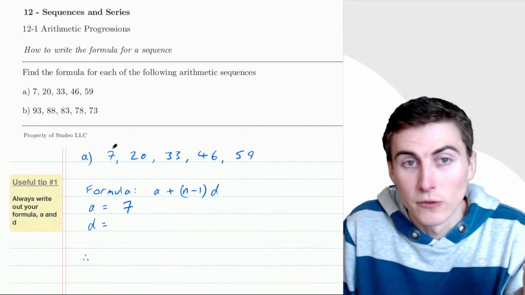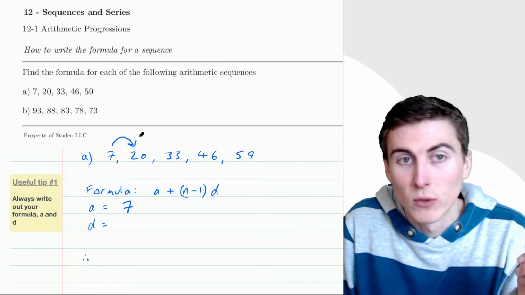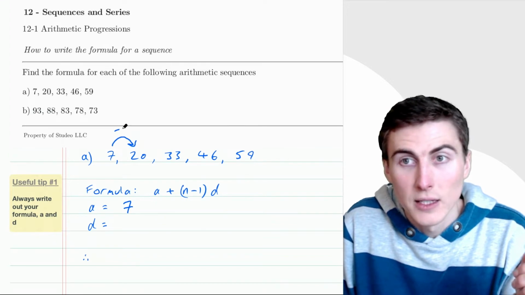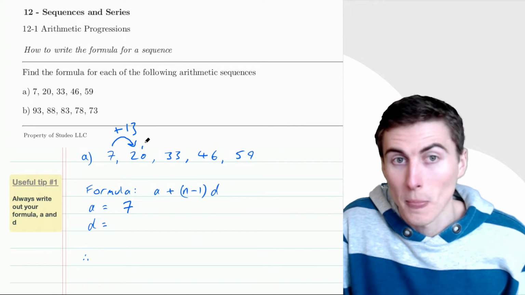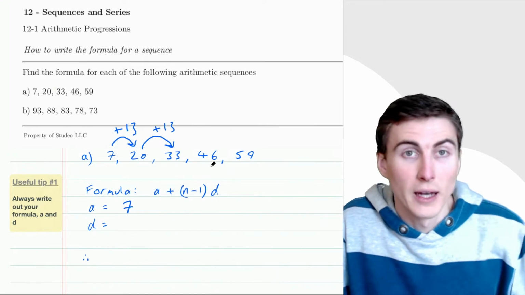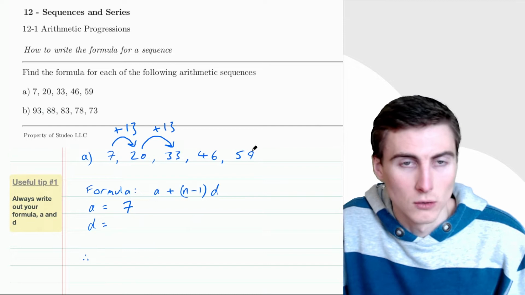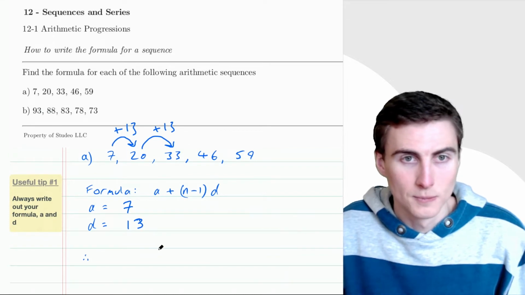So as I go from this first term to the second term, we're going to think, what is the difference? What is it increasing by? And in this case, that's 13. Yeah, it's getting 13 bigger. I could check the same thing for the next two. What's happening here? Oh, it's getting 13 bigger again. And it will continue to get 13 bigger as we go along. So d, our common difference, is 13.